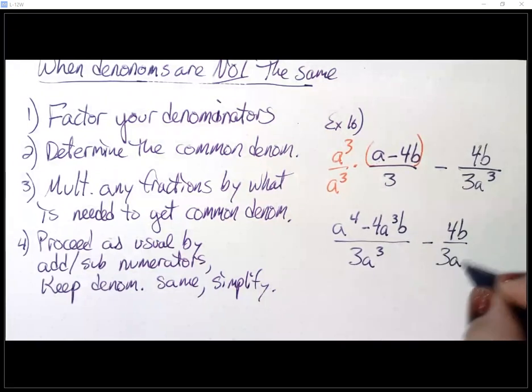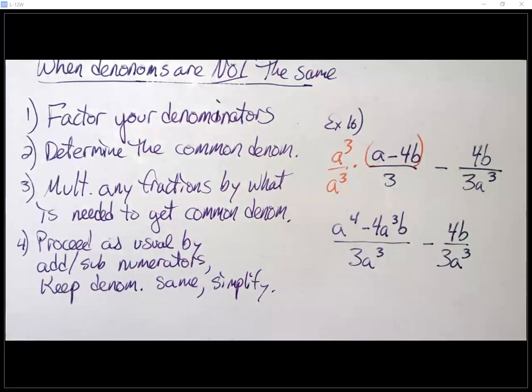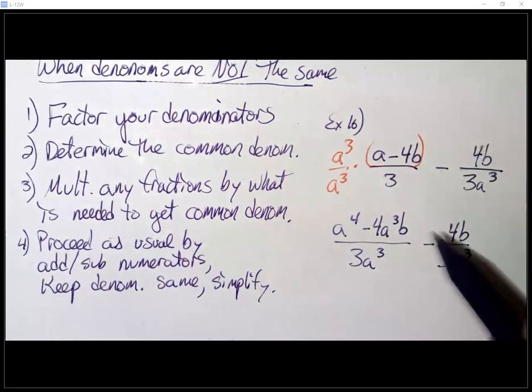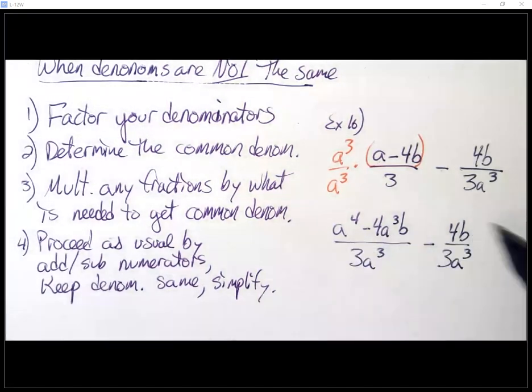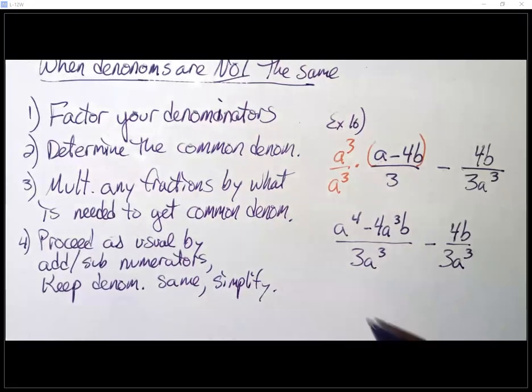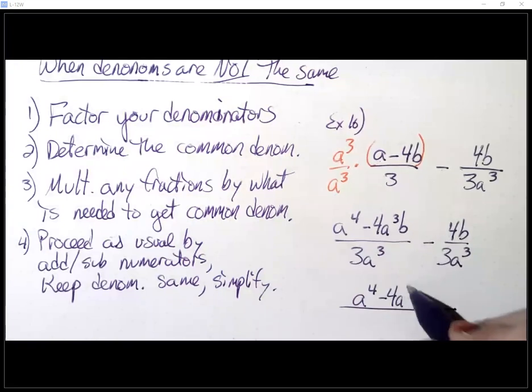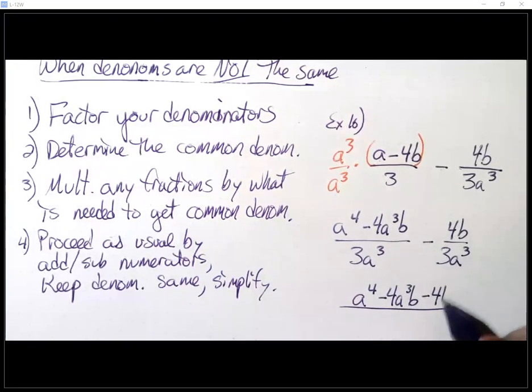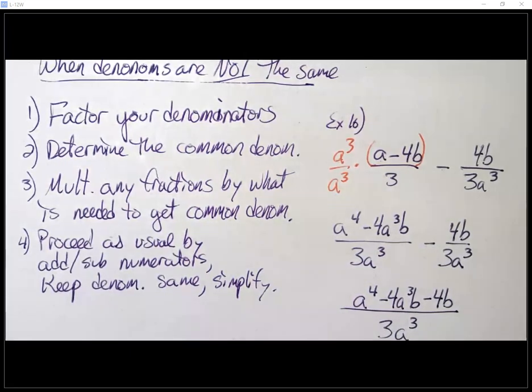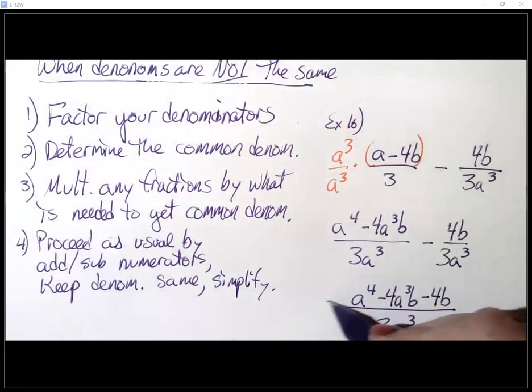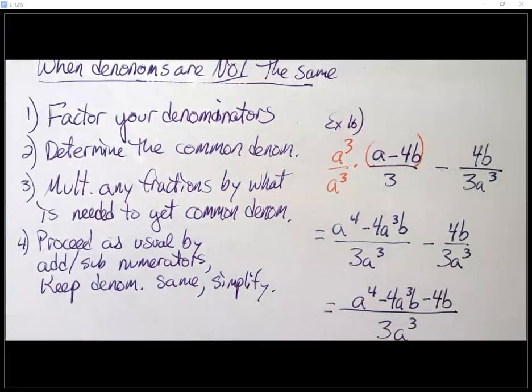3a cubed. So now that I have common denominators, now I can just do the subtraction. And I'm lucky here, I don't have to distribute the negative because there's only one thing, right? So I'll just be minusing the 4b. So when I put all that together, I'll have a to the fourth minus 4a to the third b minus 4b, and that whole thing is going to be over 3a to the third. And then I just asked myself, can I simplify that at all? I don't think so. I can't take an a out of the whole numerator. If I could, then I could get somewhere, but I don't see anything I can do, so I'm done.